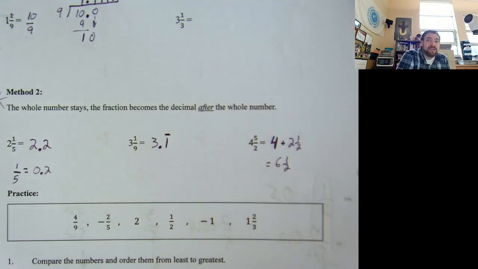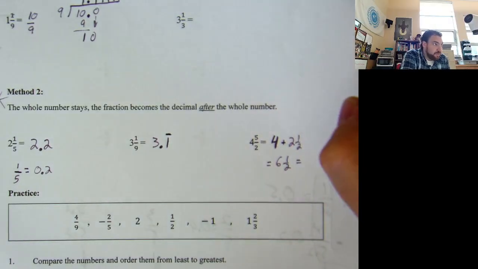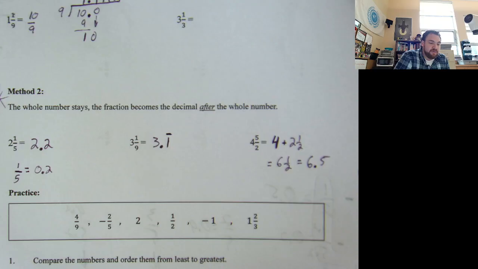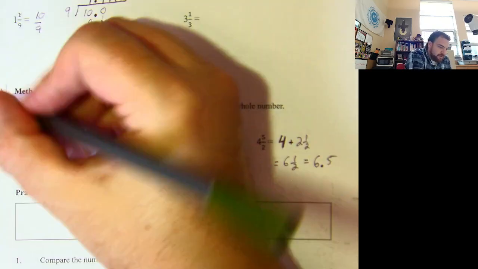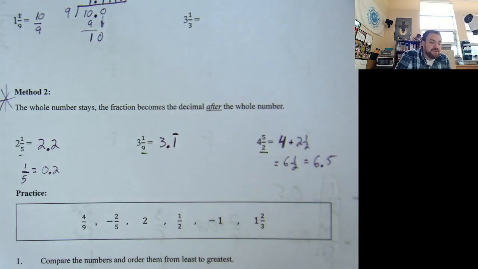Which is what as a decimal? Y'all should know that the halves are 0.5. So this is going to be 6.5. Again, locking some of these in. 1/5, 1/9, halves. Something you absolutely need to do.